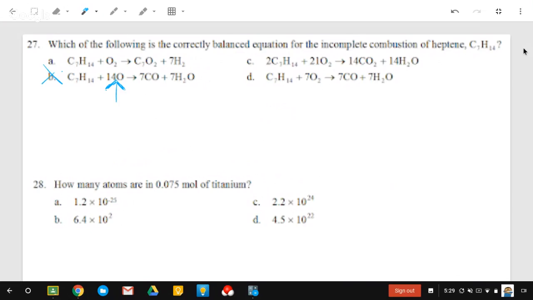All right, it's combustion. Combustions make CO2 and H2O. So it can't be D, because that's carbon monoxide, not carbon dioxide. And it can't be A because it's making some weird stuff. I can't even read that. Hydrogen gas and something else. So I'm guessing it's got to be C.